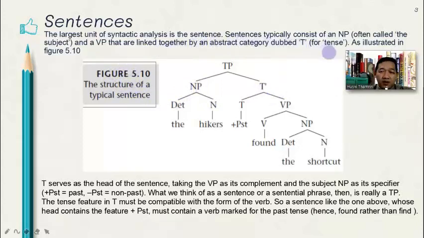If we know that a sentence consists of a noun phrase, often called the subject, and a verb phrase, linked together by an abstract category, that means tense. In the Indonesian language, kala, yaitu waktu lampau.